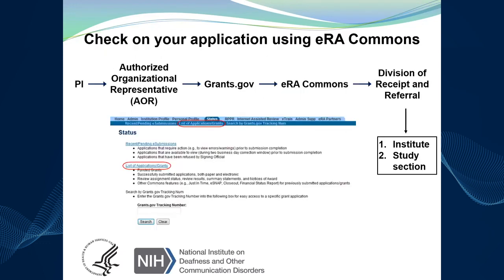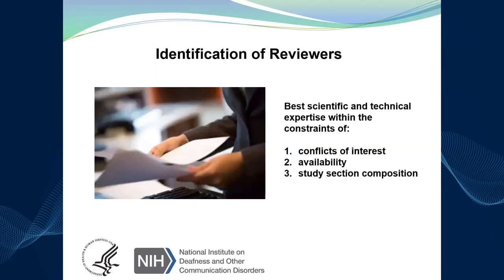So as your application is going through this process, please be sure to check on Commons to make sure that the assignment of institute and study section are appropriate. There's always the possibility that you might not agree with these decisions, and there's contact information on Commons to catch these mistakes early.